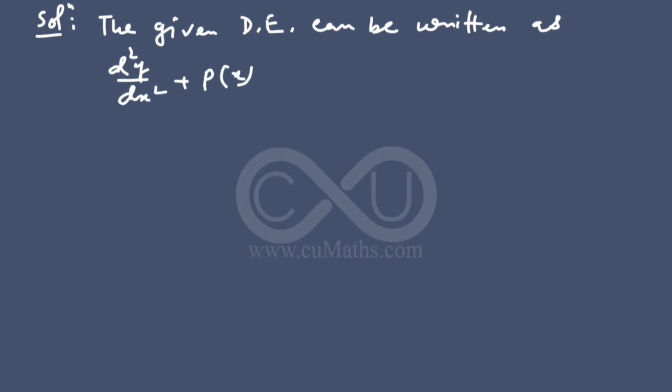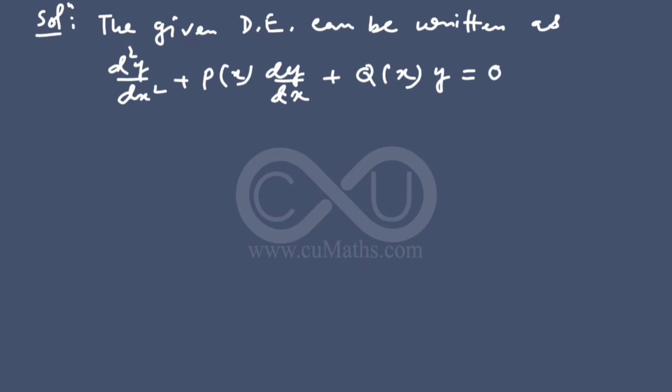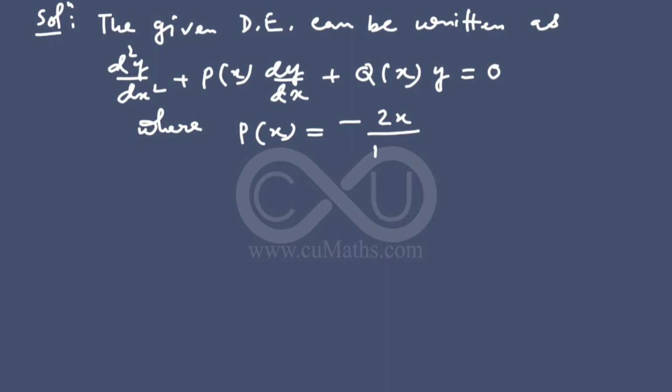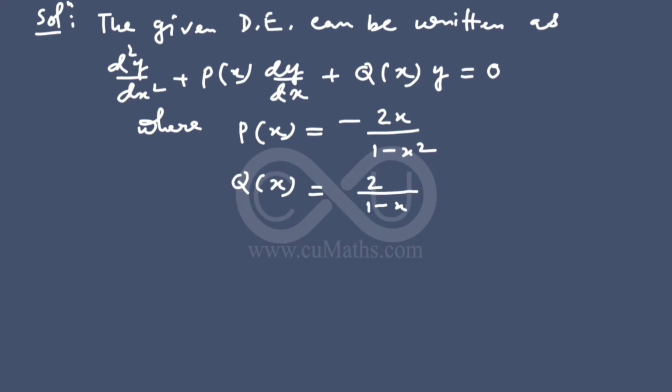plus p of x dy/dx plus q of x y equal to 0, where p of x is minus 2x by 1 minus x square and q of x is 2 by 1 minus x square.